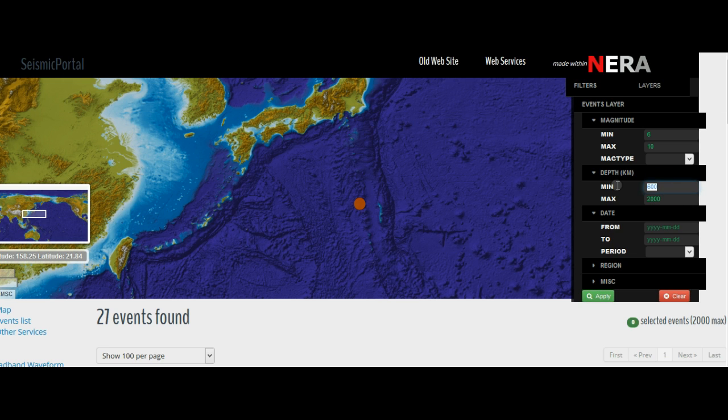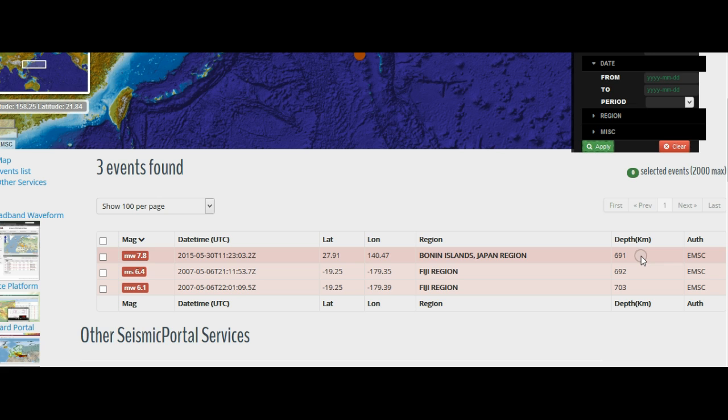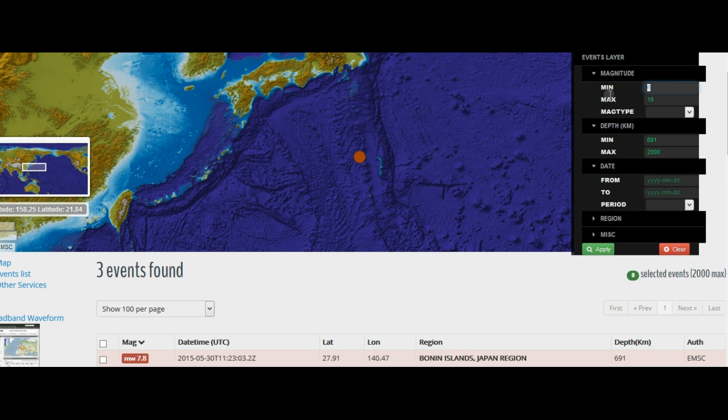So let's change the depth again to today's depth, the 691, according to the site. I know 693 is on another site. So now that drops down to 3. And those three, 691, 692, and I guess that's 703 in Fiji. So now let's change it again to all magnitudes. So all earthquakes, this depth or greater.